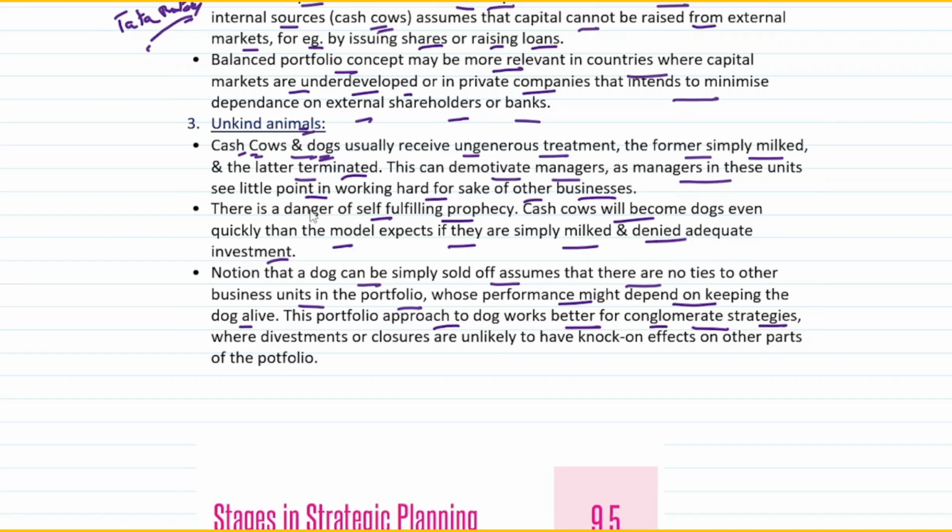works for bigger organizations, that is conglomerate strategies, where divestments or closures are unlikely to have knock-on effects on other parts of the portfolio. So if dogs are closed, that won't take a hit on the portfolio. But there may be situations with a small conglomerate, maybe a small company, where the dog is generating some good revenue. If you just close it down, that can take a hit on your revenue. So it's important to keep dogs working in many situations, unless it's a big conglomerate for whom a dog doesn't make much of a significance. So that's what it talks about.